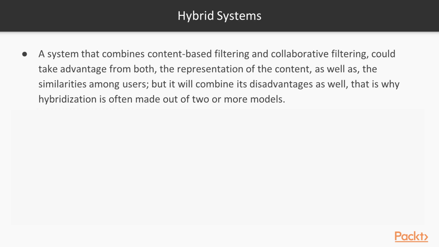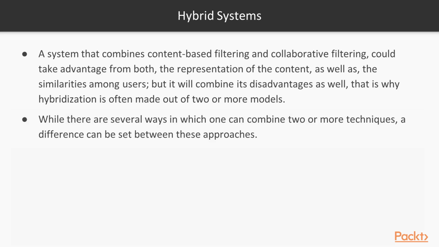A system that combines content-based filtering and collaborative filtering could take advantage of both the representations of the content as well as the similarities among users. But it will combine its disadvantages as well. That is why the hybridization is often made of 2 or more models.